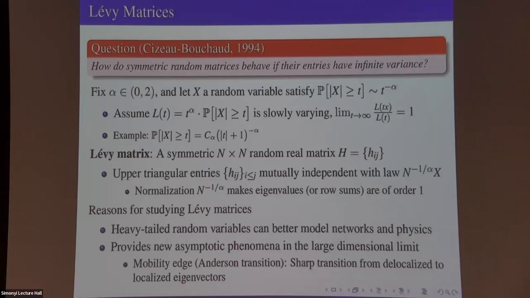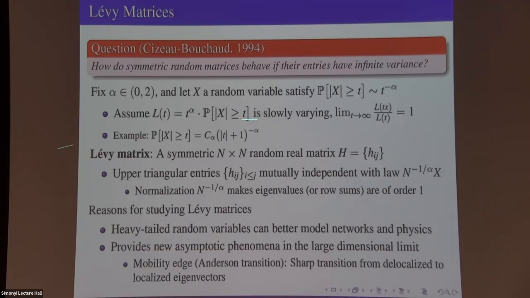The somewhat standard condition that you put on X is that X is in the domain of attraction of an alpha-stable law. In English, what that means is that I take this probability that scales like t to the minus alpha, multiply by t to the alpha, and I get some quantity L of t. You should view this as some tame quantity, and the statement is that this doesn't vary too much. This is a somewhat technical condition, some kind of limit tends to one, but you can just view this as tending to a constant and you won't lose much.